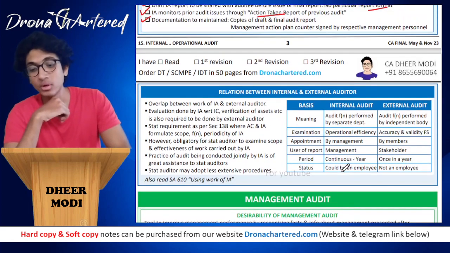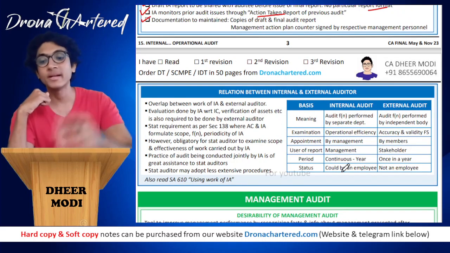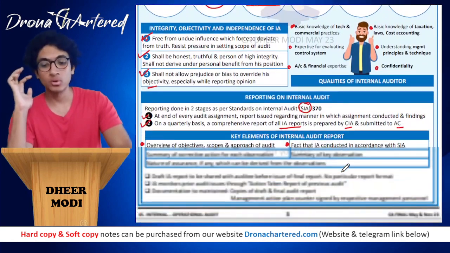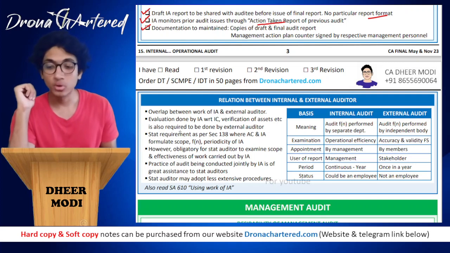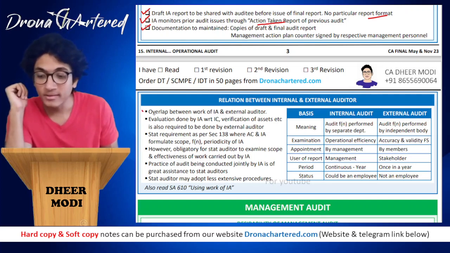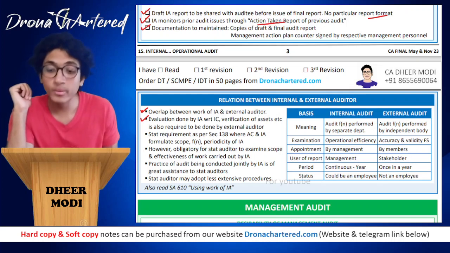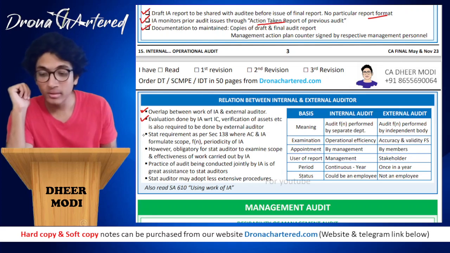Okay, next is the relation between internal and external auditor. So in this chapter, whatever is in blue is with regards to your internal audit. Okay, so we will be finishing with our first part, that is your internal audit. So, the overlap between the work of internal auditor and external auditor. Evaluation done by the internal auditor with respect to internal controls, verification of assets, etc. is also required to be done by your external auditor. That means both of them do somewhat the same task.